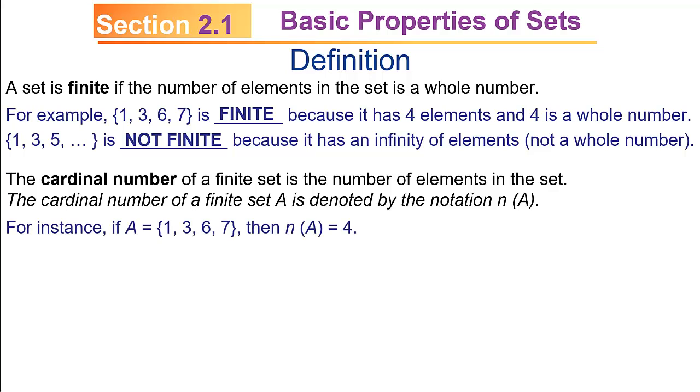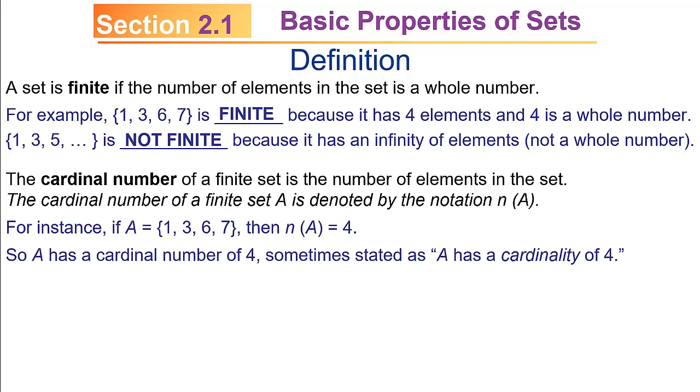For instance, if the set A is a set containing 1, 3, 6, and 7, then the number of elements in A is 4. Another way of saying that is the cardinal number of the set A is 4. You could also say that A has a cardinality of 4.